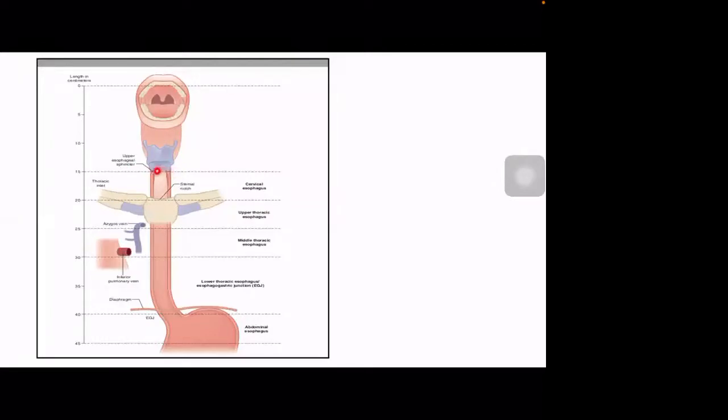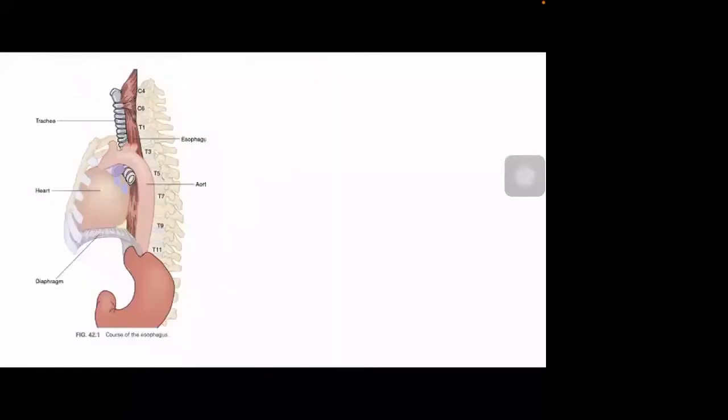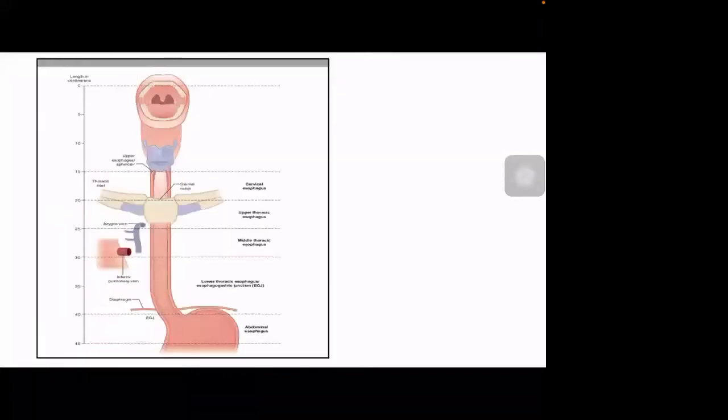So basically the esophagus extends from 15 to 40 centimeters, and it is further divided into cervical esophagus and thoracic esophagus, which is further divided into upper thoracic, middle thoracic, and lower thoracic esophagus. The cervical esophagus is from 15 to 20 centimeters. 15 centimeters is the cricopharynx, 20 centimeters is the sternal notch.